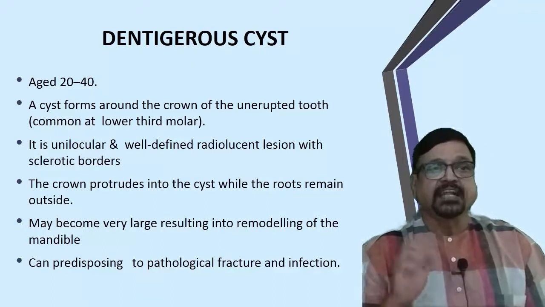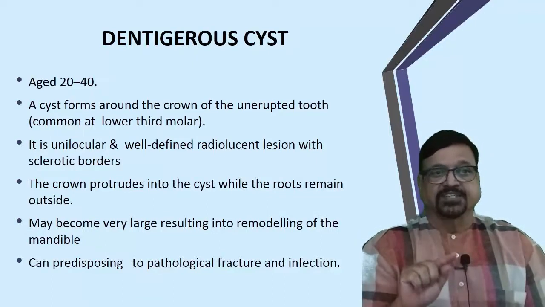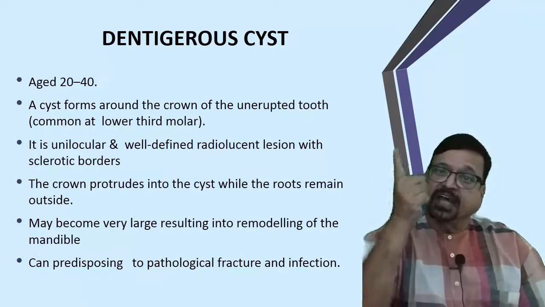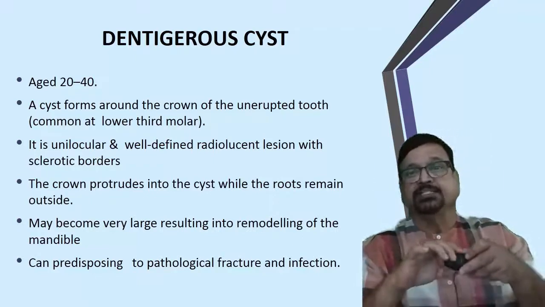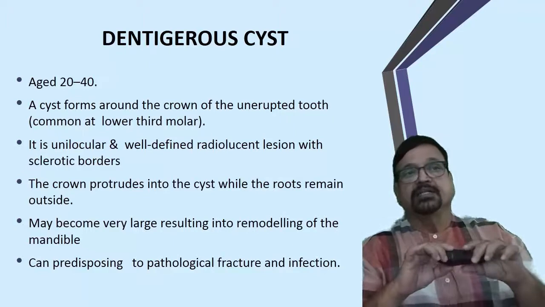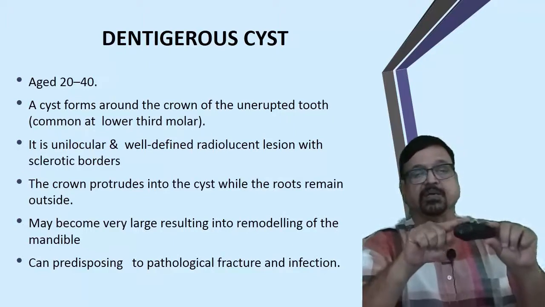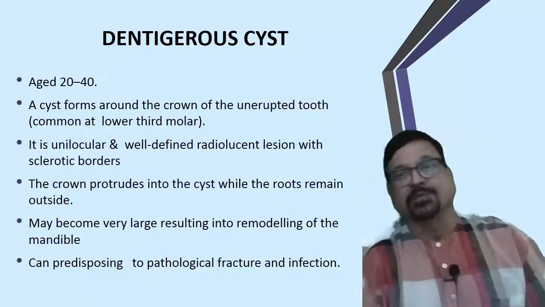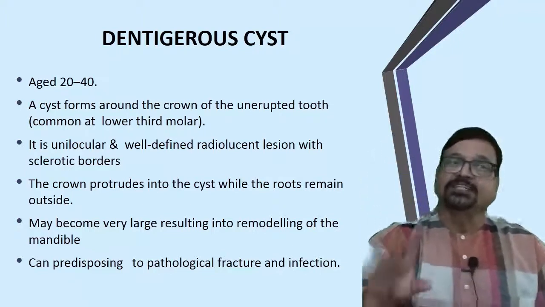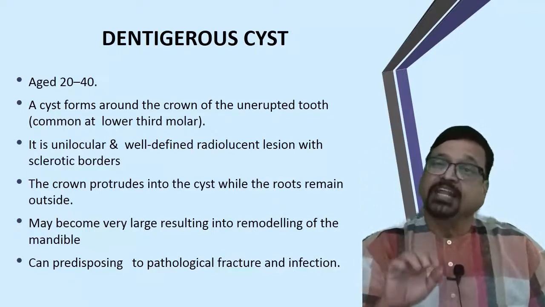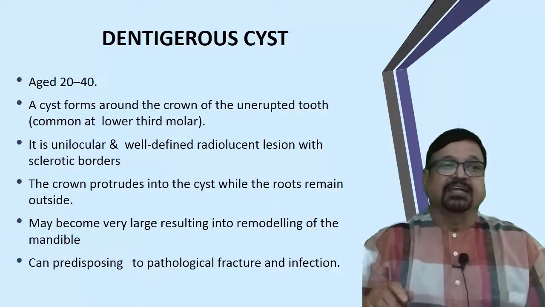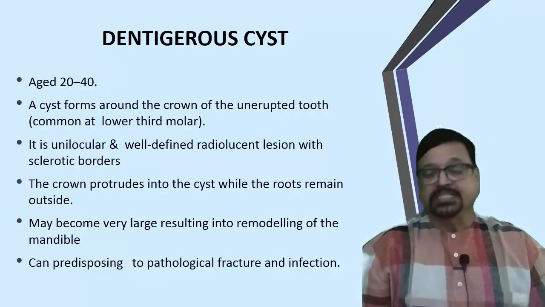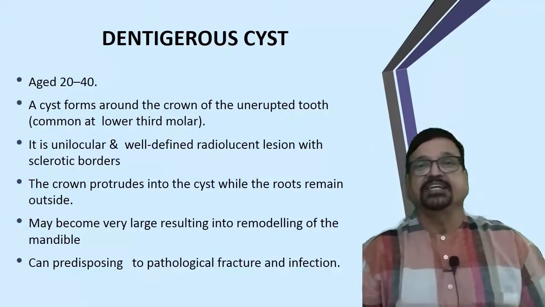Fine. The crown produces a cyst while the root remains outside. So what you get? A crown is around and a tooth remains. So a root is there, crown is inside, and there will be cyst around. So within a cyst you should find a crown. Then only you can call it the dentigerous cyst. Now it may become very large, it can cause expansile lesion, may get infected, and it may produce pathological fractures. So these are the consequences of dentigerous cyst.